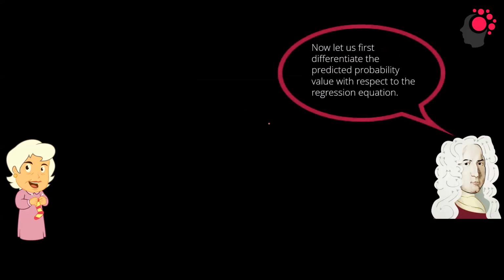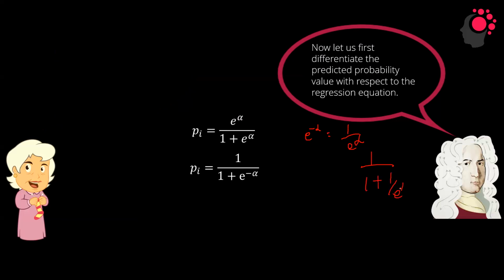Second comes a slightly more complex function. We differentiate the predicted probability value with respect to the regression equation alpha, so dou pi by dou alpha. Before we differentiate, we are going to rearrange the terms. The same equation can be written in this form. Why? Because e power minus alpha is nothing but 1 by e power alpha. And if I do 1 by 1 plus 1 by e power alpha, what we get is nothing but e power alpha by 1 plus e power alpha, which is exactly this term. So instead of writing e power alpha in the numerator and denominator, I'm just going to put it in the denominator because this will make it easy for me to differentiate. That is how we got this equation here.